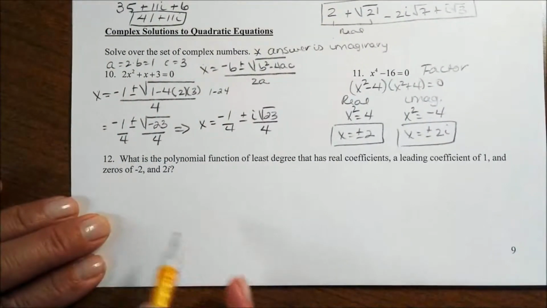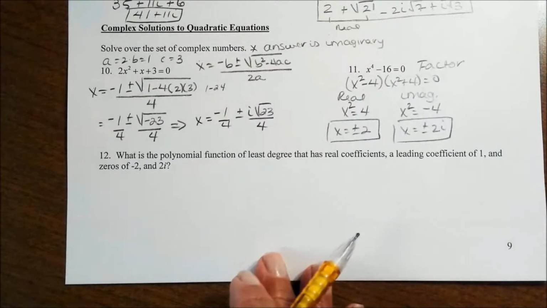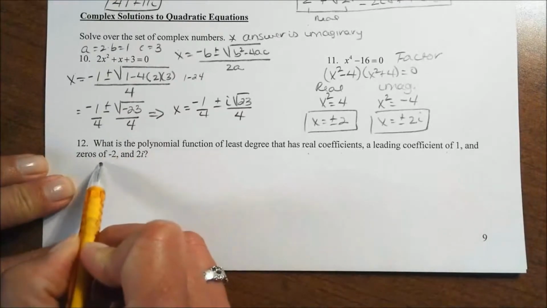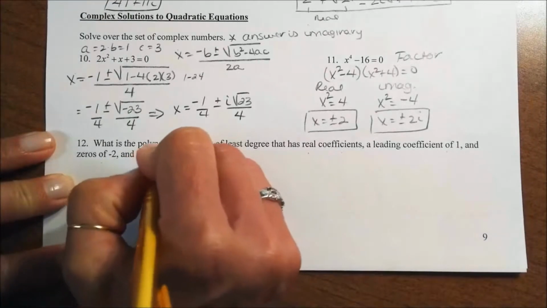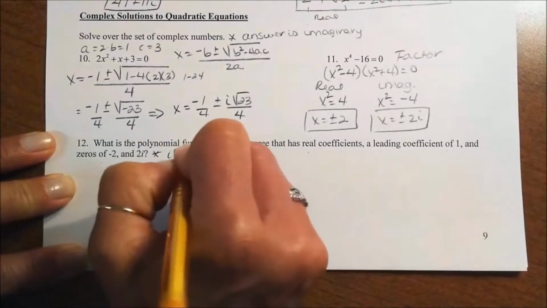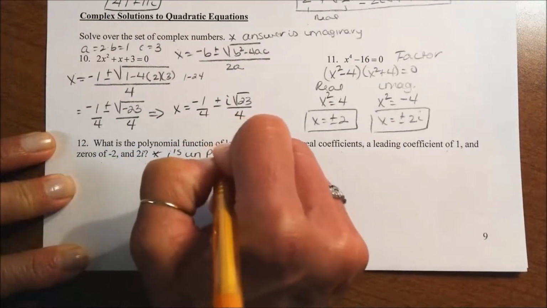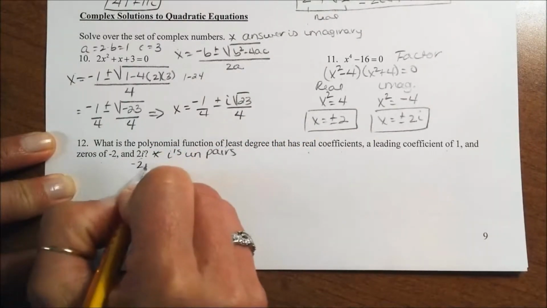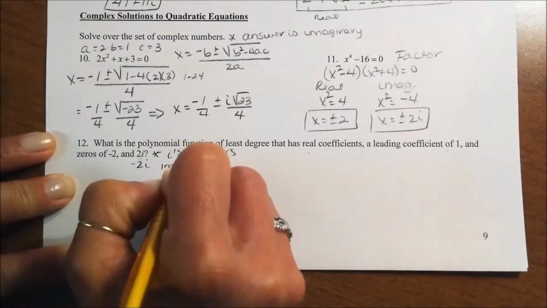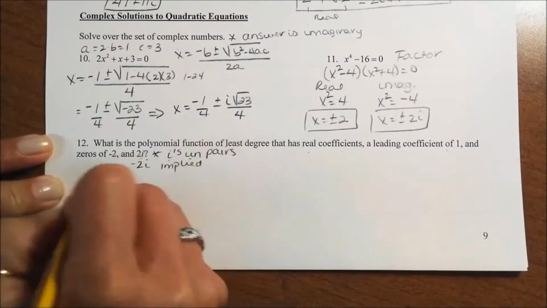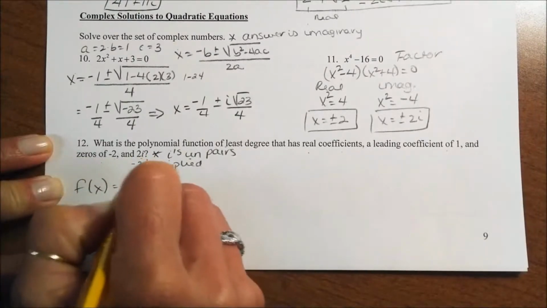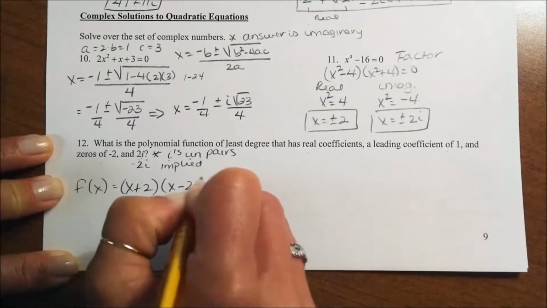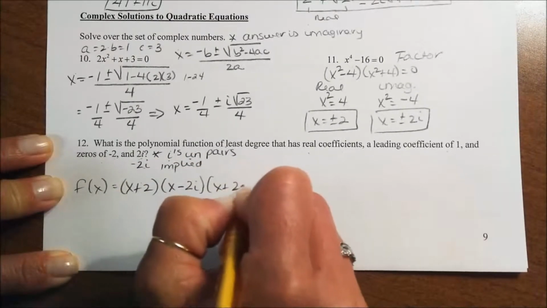If you are asked to identify the polynomial of least degree that has real coefficients, the leading coefficient is 1, and you have zeros of negative 2 and 2i, remember, i's come in pairs. Therefore, if you're given positive 2i, you have to remember that negative 2i is also there. It is implied. Therefore, your factors are x plus 2 from here. This is x minus 2i. This is x plus 2i.